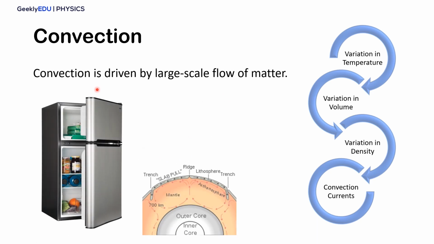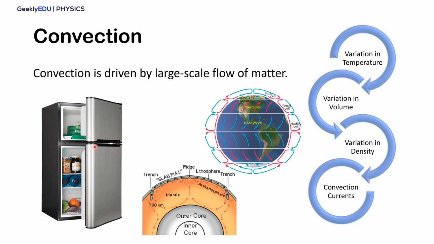Some examples are the convection currents in your fridge. You have the freezer that has a colder temperature, and the fridge down here that has a higher temperature than the freezer, so we have some convection currents occurring here. The same happens inside our planet, because of the difference in temperature between the core and the lithosphere. Also in our atmosphere, because of the variation in temperature between our planet and space.